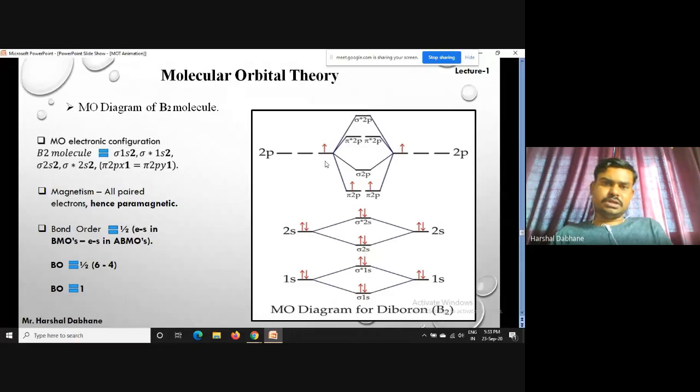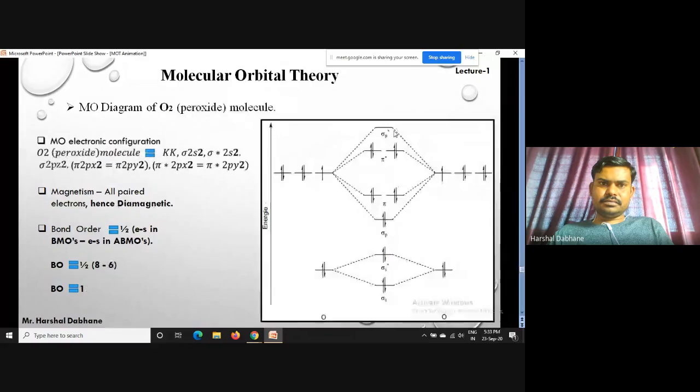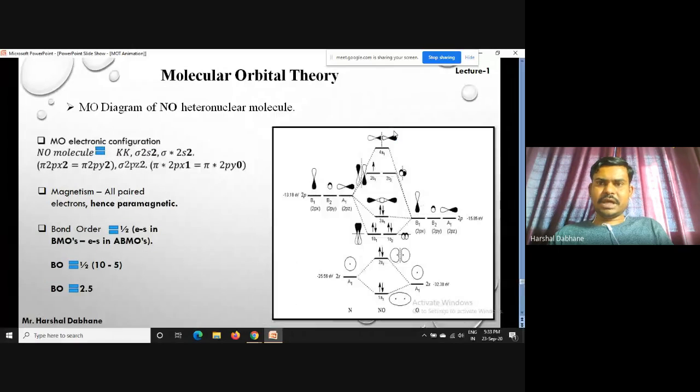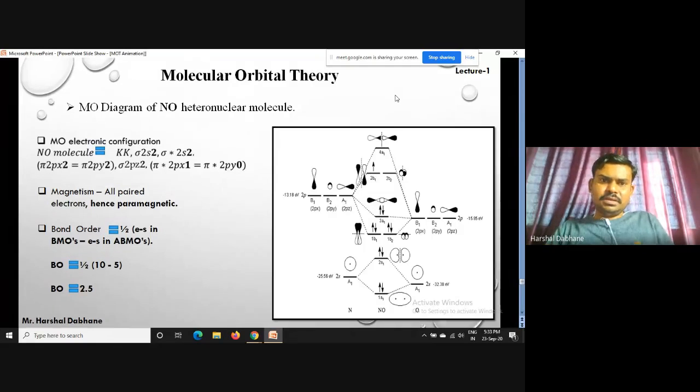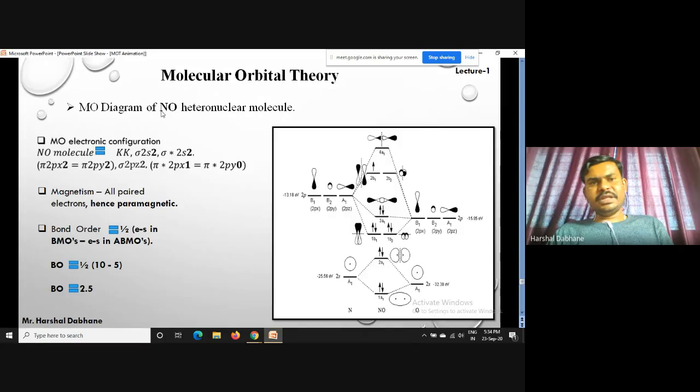Okay, so we move towards our next diagram. So we already explained this MOT diagram of NO molecule. It is a heteronuclear molecule because here we have nitrogen and oxygen. Nitrogen atomic number is 7, oxygen is having atomic number 8. So this is a heteronuclear because both nuclei are different. Collectively we have 15 electrons in it.